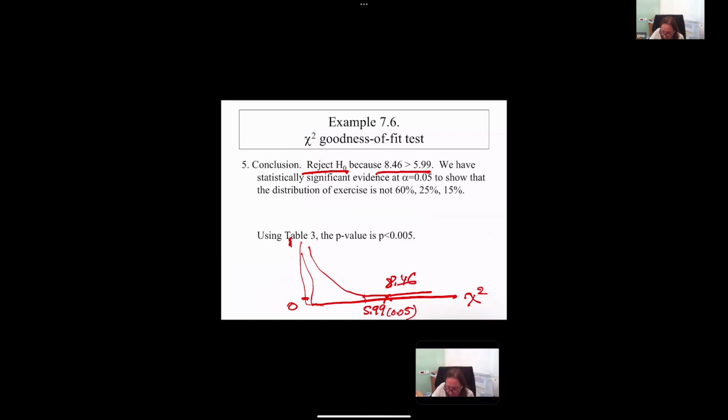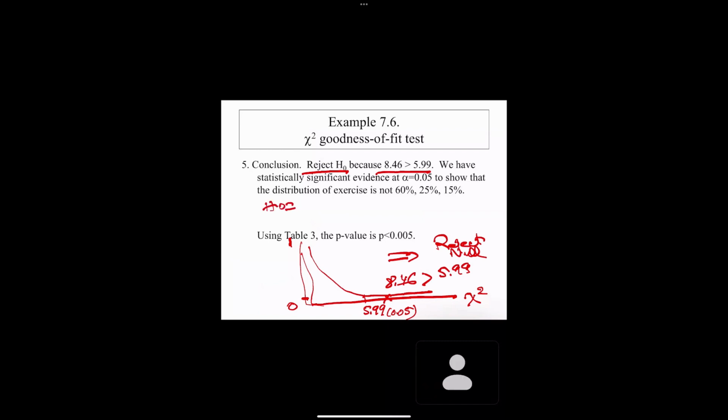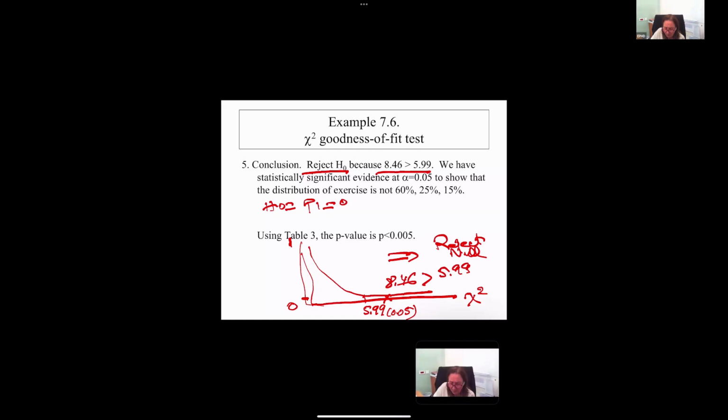It will be even less than 0.05. So this is greater than 5.99. And this means that we reject the null. So are my observed equal to my expected if I reject H0? No. H0 was P1 0.60, P2 0.25, P3 0.15. If I reject H0, what does it mean? That H0 is false. So I don't have this distribution.